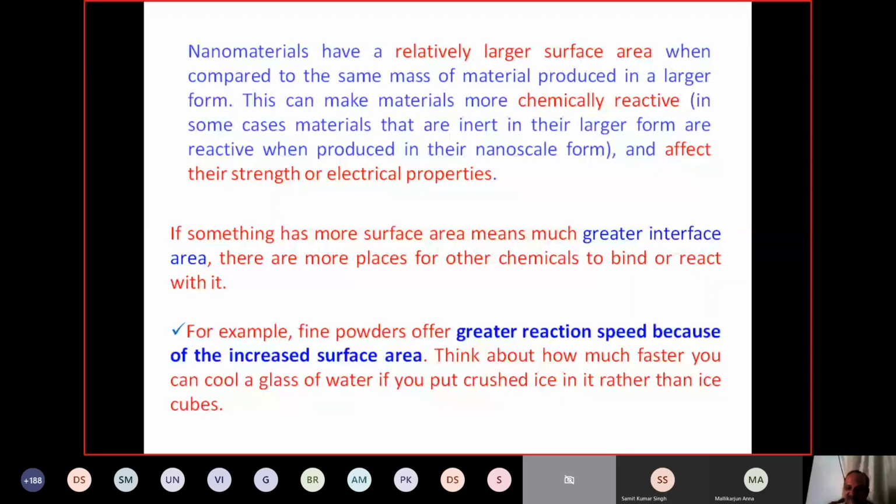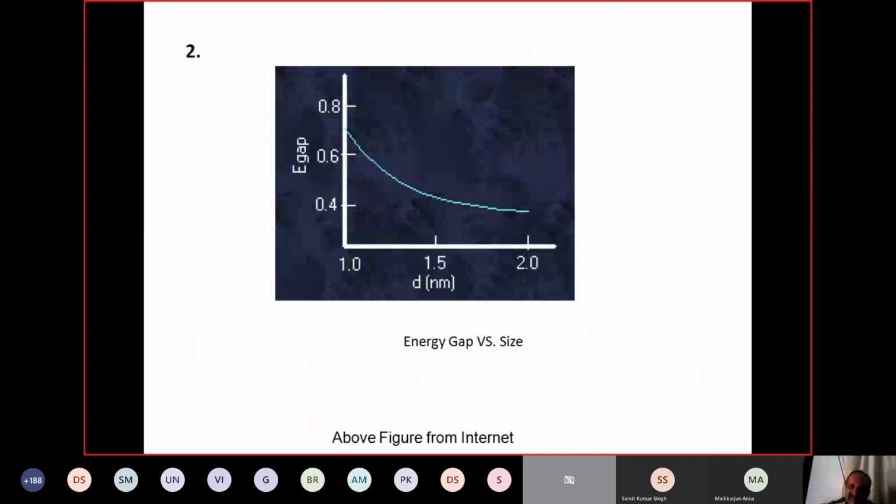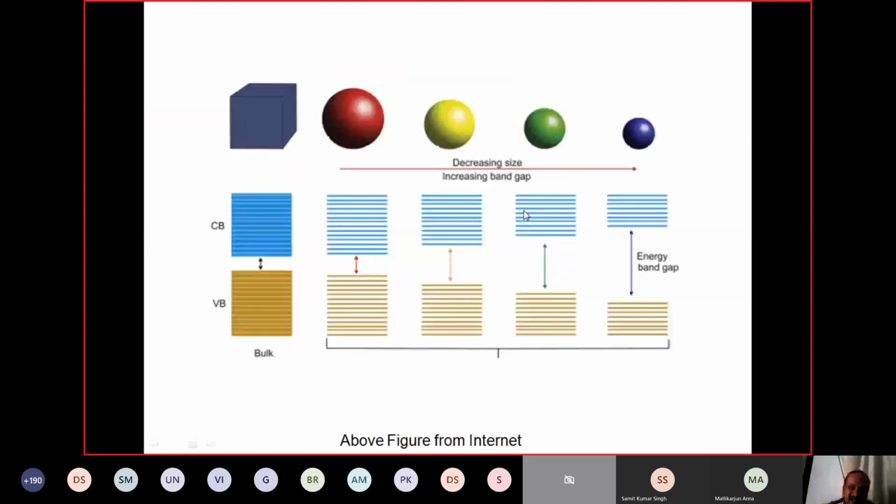Okay. So second one, you see this graph where on the x-axis it has given the size of the nanomaterial and on the y-axis the energy gap. Whenever the size is changing, what's happening to the energy gap value? That means the energy gap is changing. You see this figure. This is the bulk material, where its conduction band is here, and the valence band. That gap we call the energy gap. You are breaking it into smaller pieces, then this gap is increasing. Again, you are breaking into smaller, so the band gap is increasing.